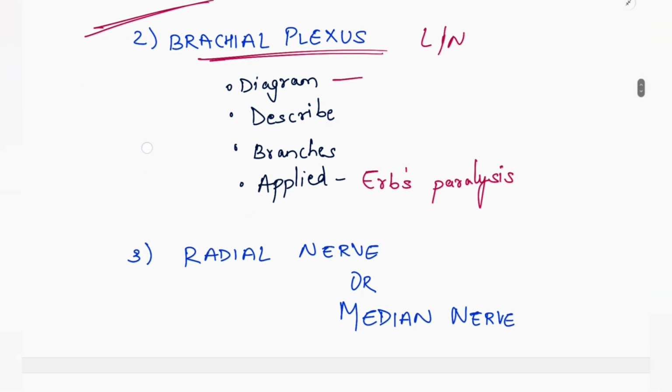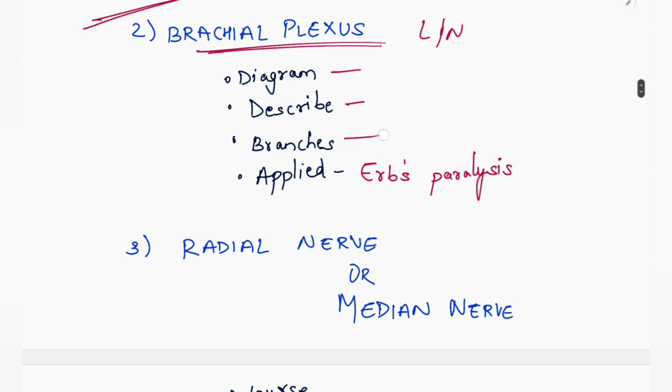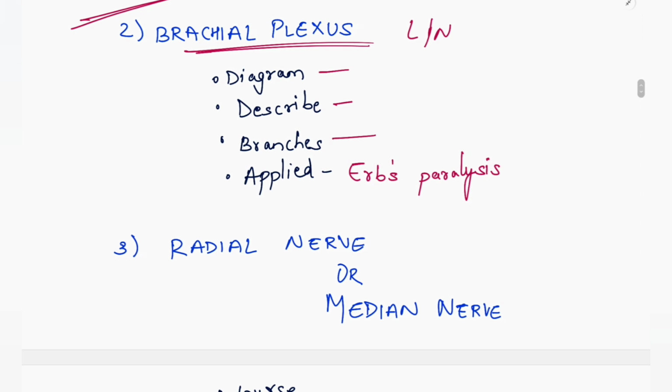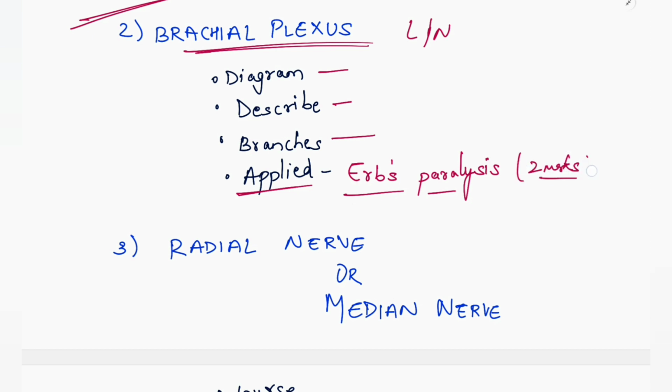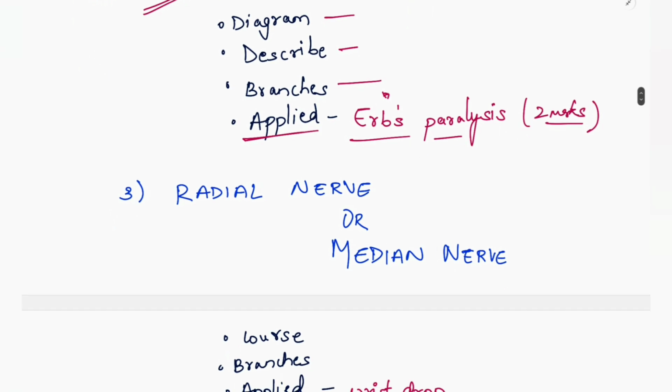In this you have to make a diagram and describe it very properly, all the branches from the root, trunk to the divisions and the branches. You have to cover every single thing in the brachial plexus. Also the applied: Erb's paralysis. A 2 marks question you can also get on Erb's paralysis in the very short questions. So that can be a question also, Erb's paralysis. In the applied portion of the brachial plexus, you have to write about the applied of the brachial plexus also.